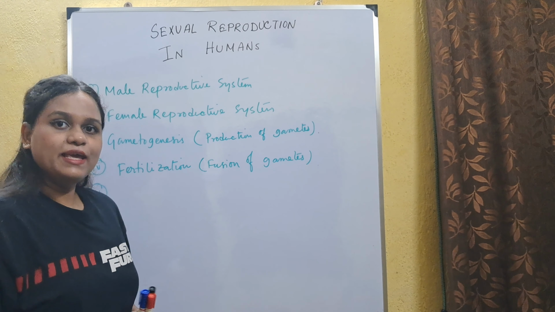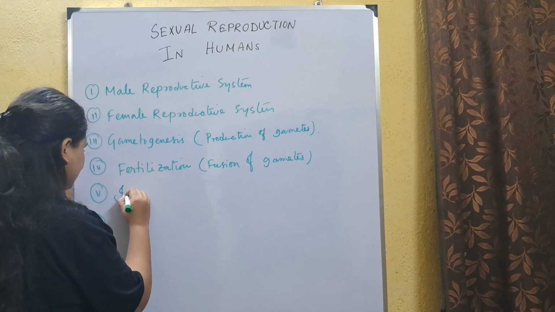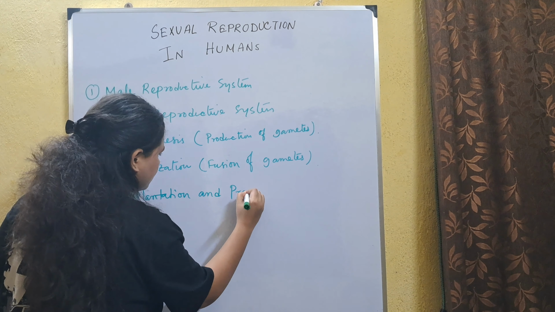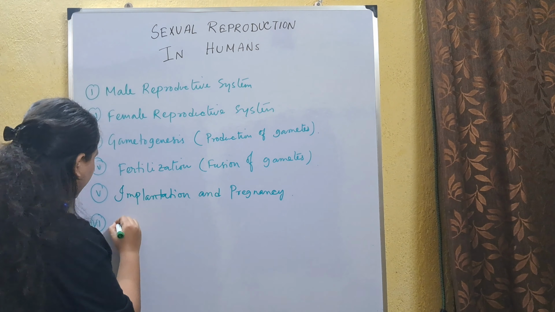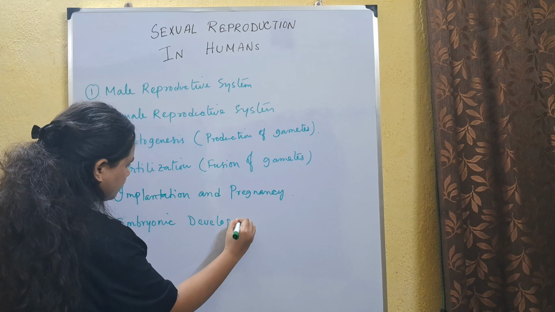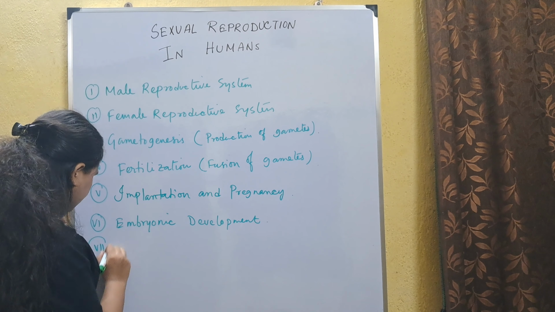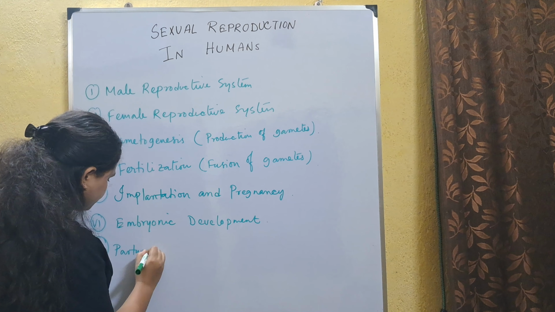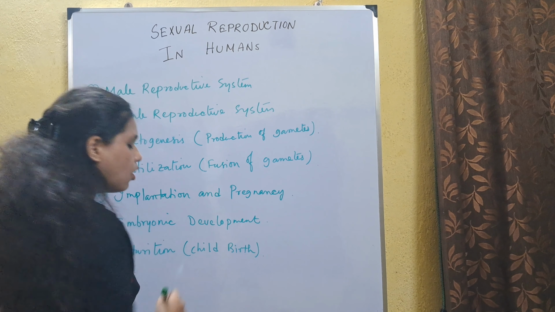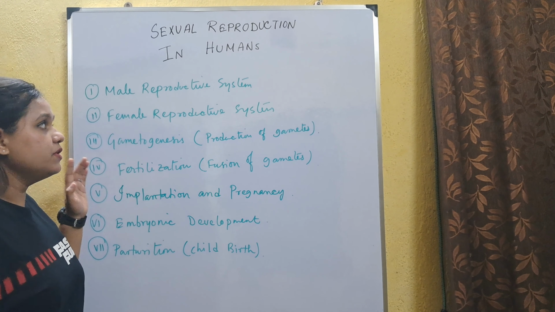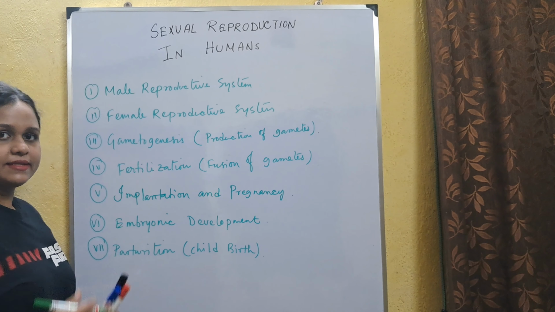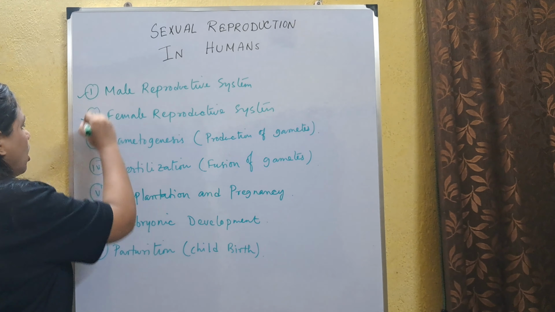The fifth one is implantation and pregnancy. Next is embryonic development. And the seventh one is parturition or the childbirth. So, this is the sequence in which we will complete this chapter of sexual reproduction in humans. Now, in today's class, we will be learning these two topics.